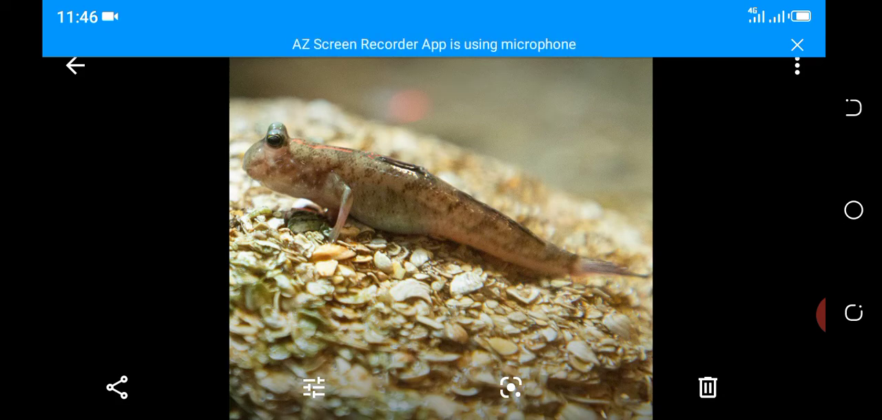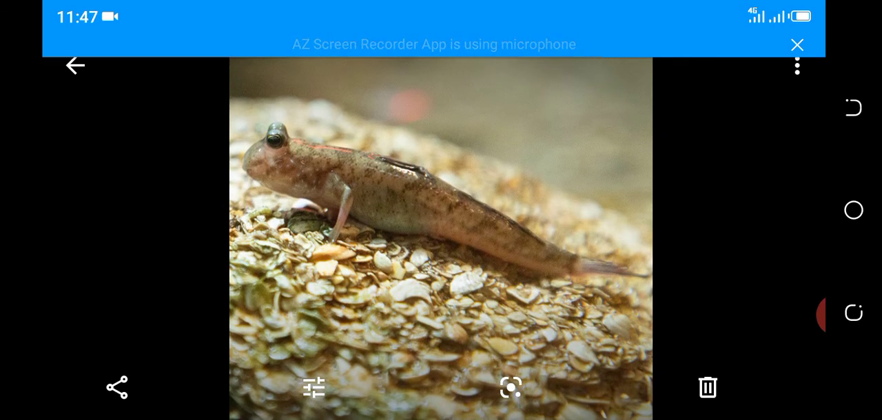Mud skippers can also absorb air through their skin when it is wet. So when they are out of water, they can use the oxygen from the water that they stored, and also use their skin to absorb air. On the land, mud skippers skip by pushing their bodies against the mud. So because of that, we call them mud skippers.